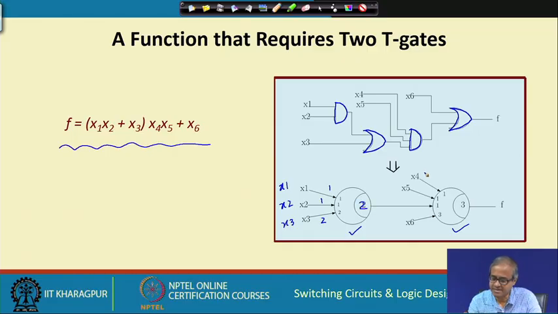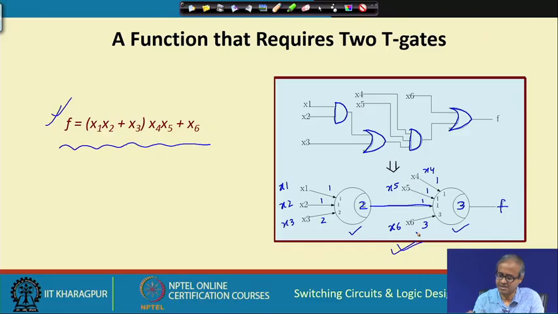For the second gate, the inputs are x 4, x 5, the output of this gate is also an input, and x 6, and the weights are 1, 1, 1 and 3 and the threshold is 3. So, the function f that you get will correspond to this function, this you can verify. So, this is one function which can be implemented using 2 threshold gates, and this is an example realization of that, right. This you can check.